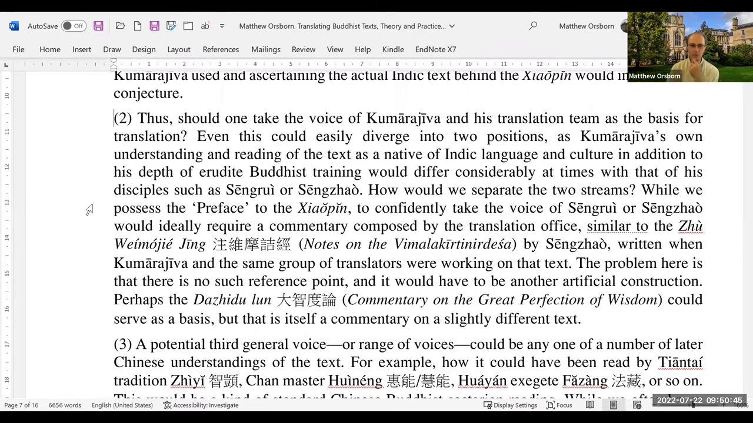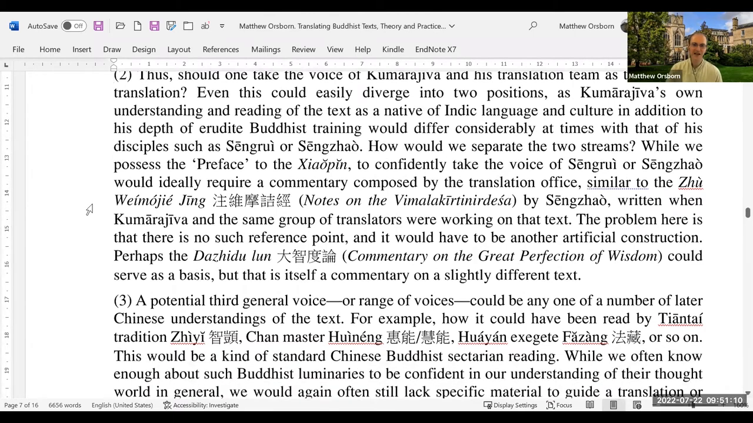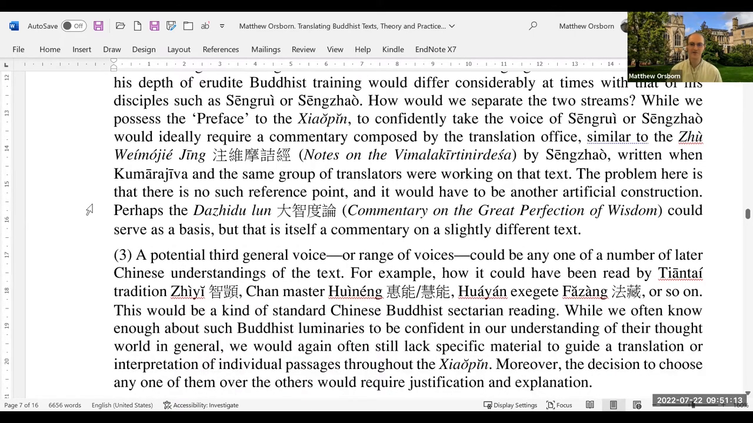So while we possess the preface, the Xu to the Xiaopin, to confidently take the voice of Sengrui or Sengzhao would ideally require a commentary composed by the translation office, similar to the Zhu Weimo Jie Jing by Sengzhao, written when Kumarajiva and the same group of translators were working on the Vimalakirti, right, the Weimojie. The problem here is that there is no such reference point, and it would have to be another sort of artificial construction. There'd be a lot of surmising. I mean, perhaps one could use the Da Zhi Du Lun to serve as a basis, but that's a commentary on a different text.